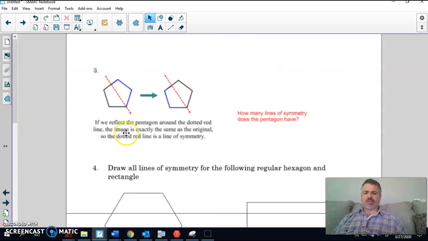Here it kind of reminds us of what reflectional symmetry is. So the red dashed line is your line of reflection, and it's highlighting the blue side here, then the blue side on the other side. So again, that line of symmetry cuts it in half essentially.